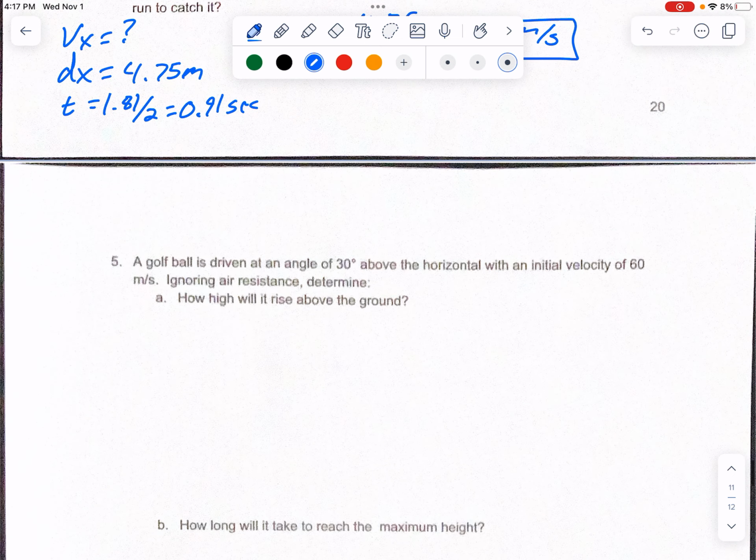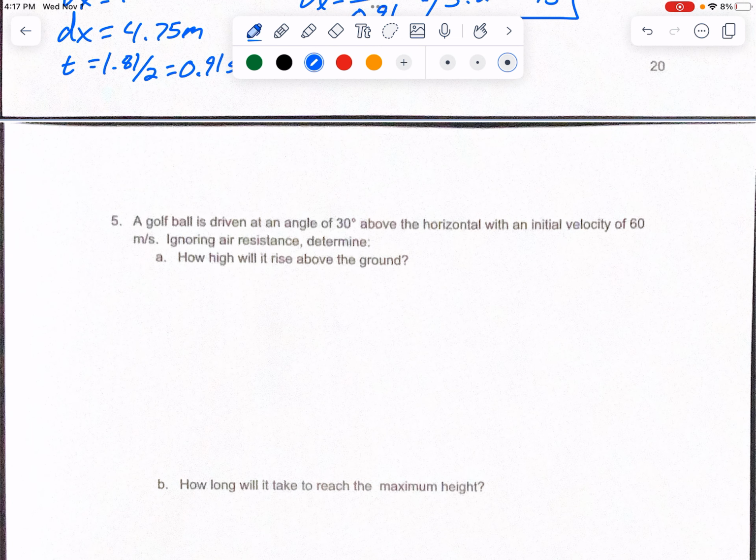Okay, next page. A golf ball is driven at an angle of 30 degrees above the horizontal with initial velocity of 60 meters per second. So we're going to go ahead and draw this. So I've got 30 degrees, 60 is your hypotenuse, Vx, Vyi. So I hope you're starting to see a pattern here. If you can start doing this every single time, some questions may ask for Vx and Vy and you're just done. Okay, but anything past that, you're going to need those.